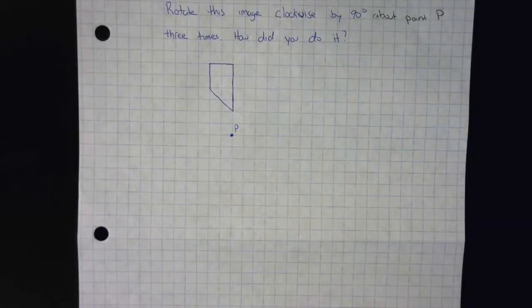So today's question was, rotate this image clockwise by 90 degrees about point P 3 times. So how did you do it? Let's share some answers, because I saw a couple strategies out there and I saw some mistakes.